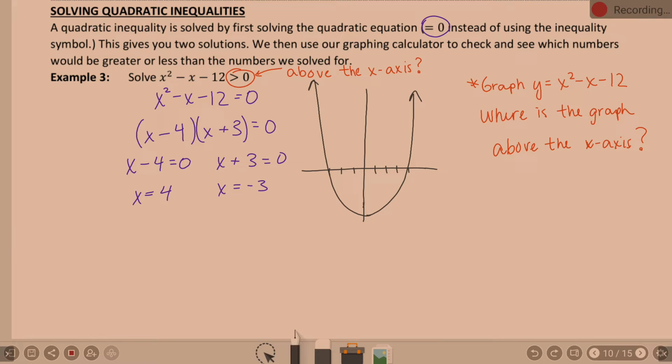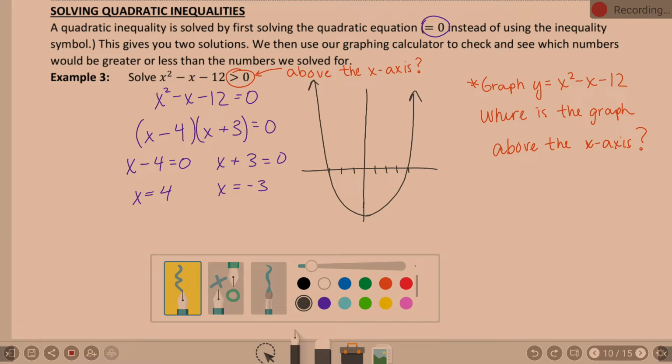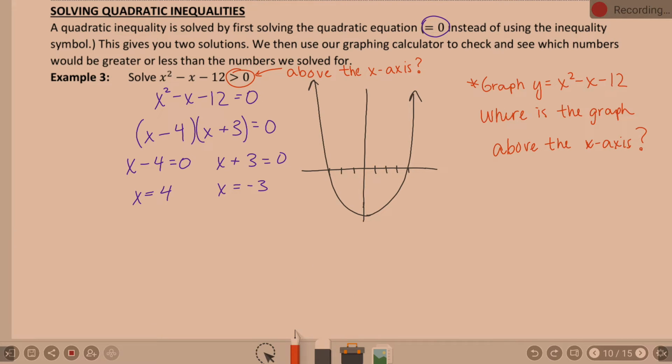Now, where is it above the x-axis? What'd you say? Negative infinity to negative 3. So this piece is above the x-axis, yes? Is this a key x value to notice? Negative 3, is that a surprise? No. We just solved that equation, set equal to 0. We found our zeros. That's what that is.